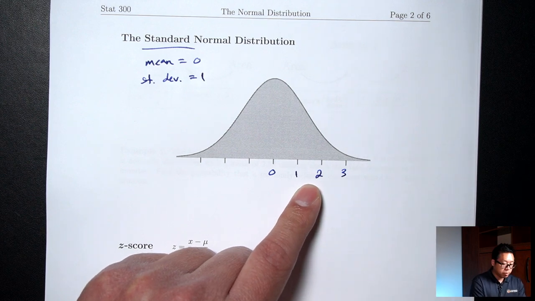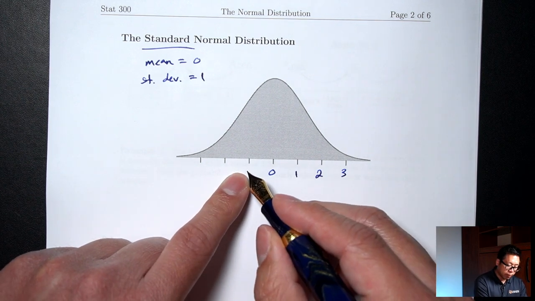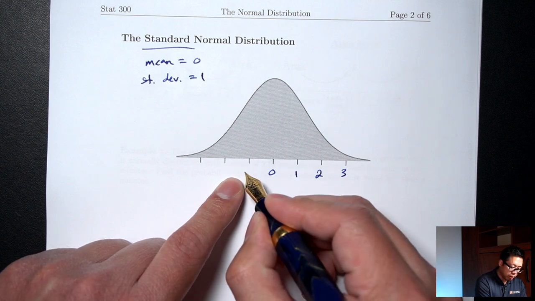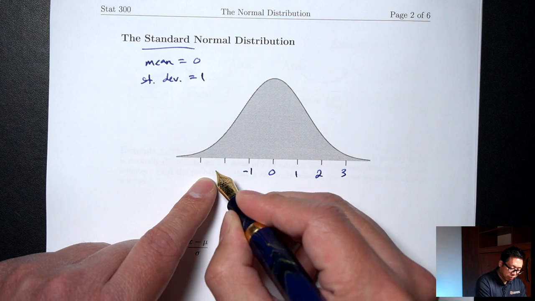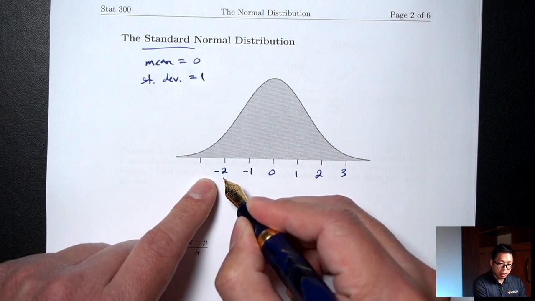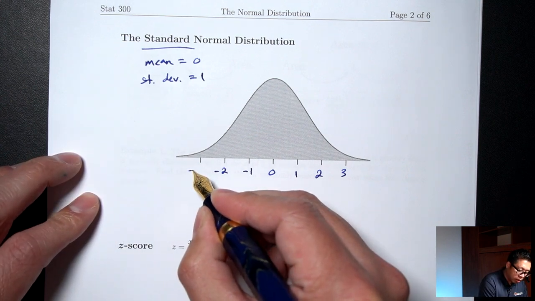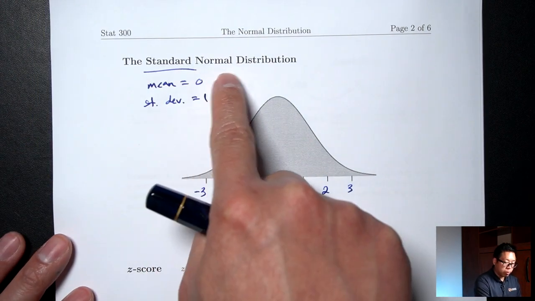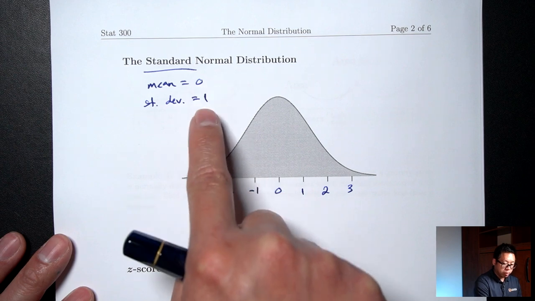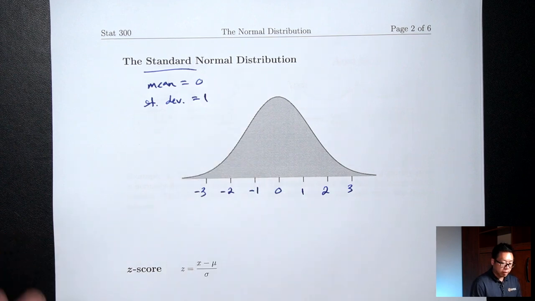Going the other direction, subtract: zero minus the standard deviation, so zero minus one, that's negative one, minus one again, negative two, minus the standard deviation one last time, negative three. So that's the picture for the standard normal distribution, where the mean is zero and the standard deviation is one.